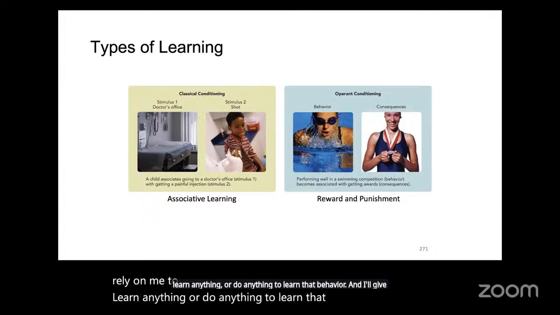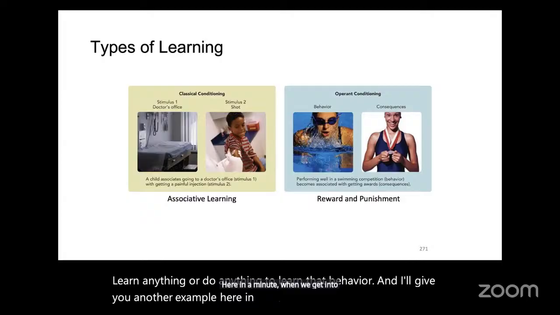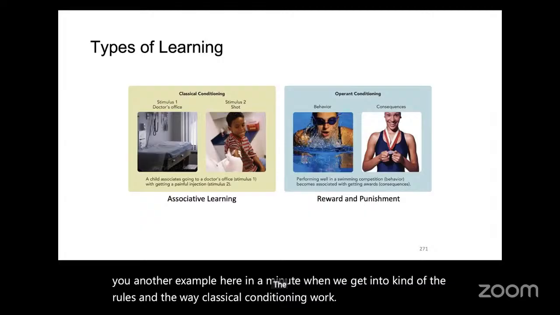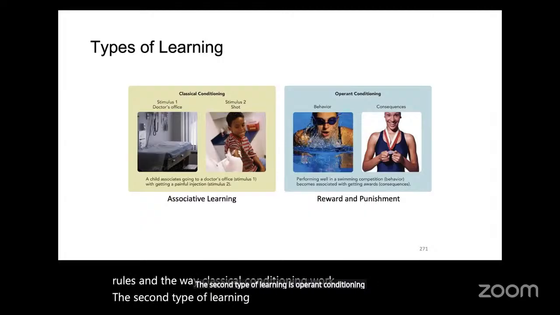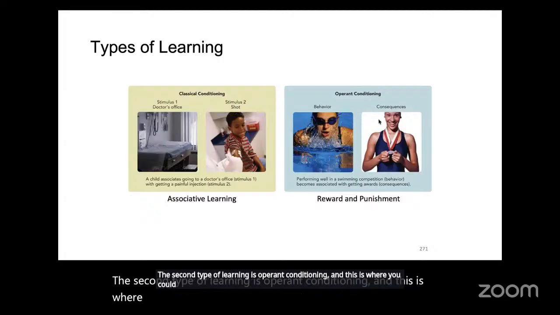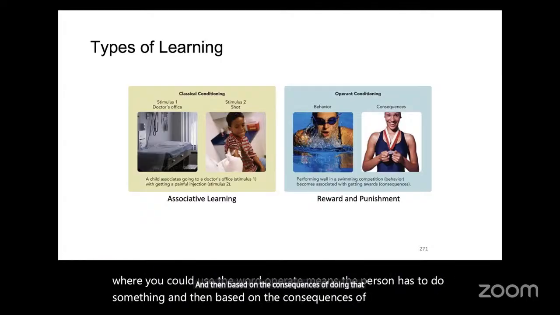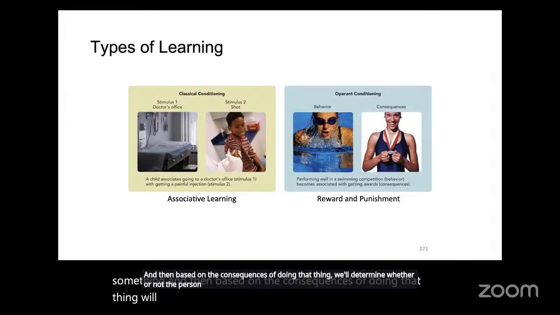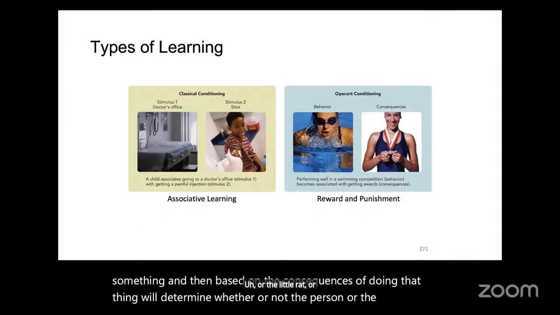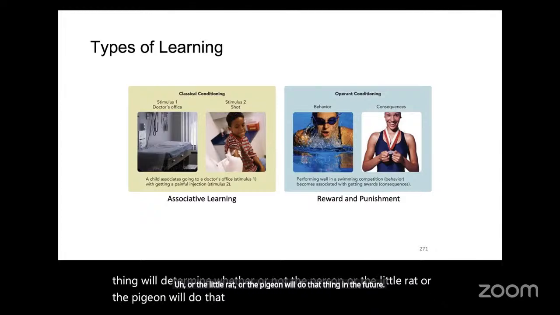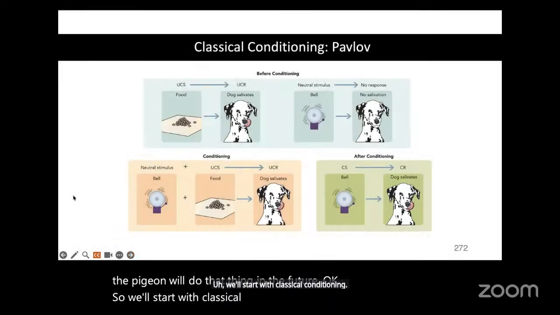I'll give you another example here in a minute when we get into the rules and the way classical conditioning works. The second type of learning is operant conditioning, and this is where you could use the word operate: the person has to do something, and then based on the consequences of doing that thing will determine whether or not the person or the little rat or the pigeon will do that thing in the future.